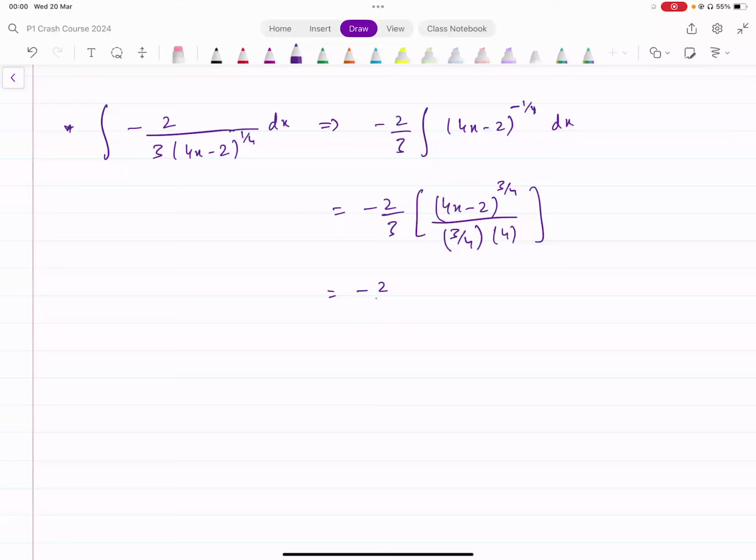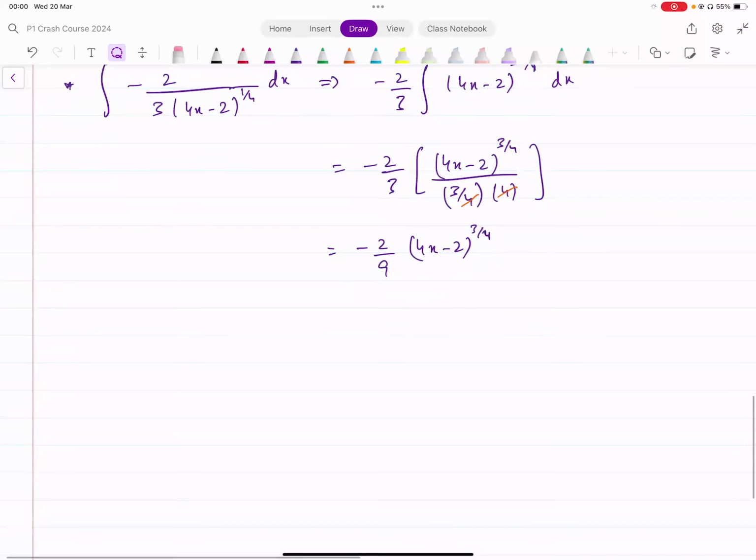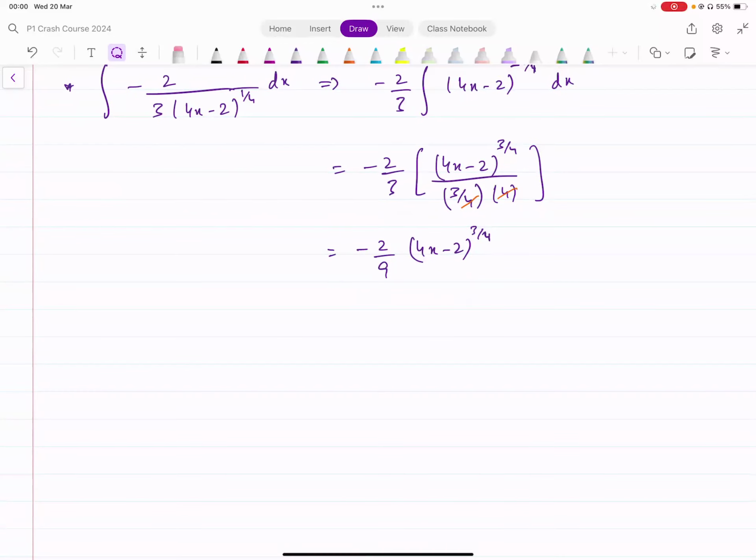You simplify everything. You have minus 2 over 3 into 4x minus 2 whole raised to power 3 over 4 in the denominator. 4 and 4 get cancelled. And you have 3 left. In fact, you could actually write it like this. 3 times this 3, that's going to give you 9. So you have minus 2 over 9 into this thing. And that's the result. That's the integral that you get from this. Okay. So this is how we integrate functions like these.